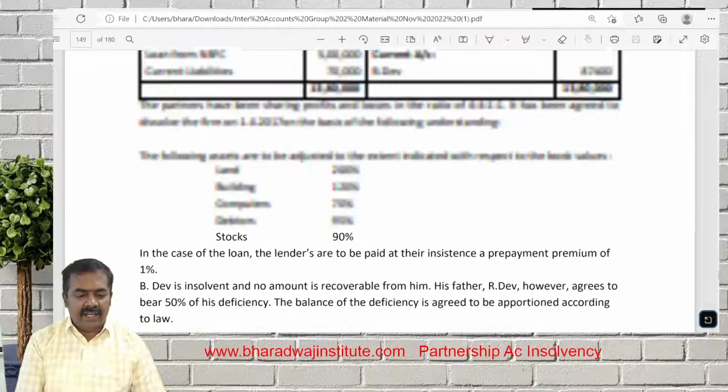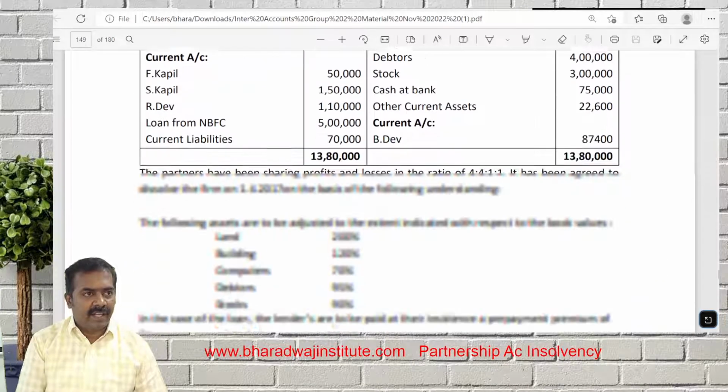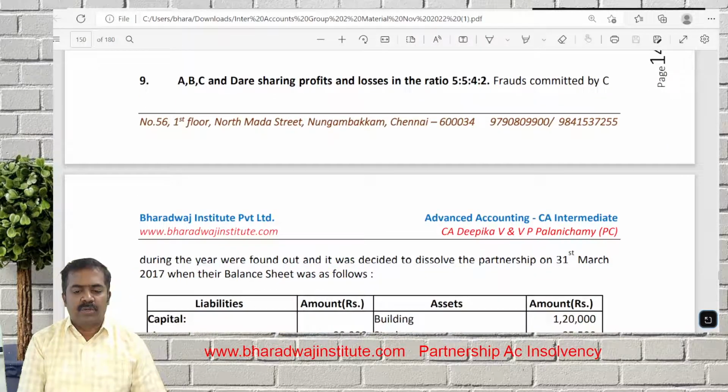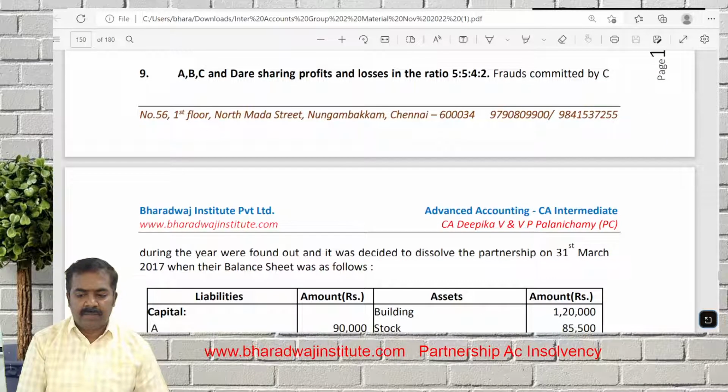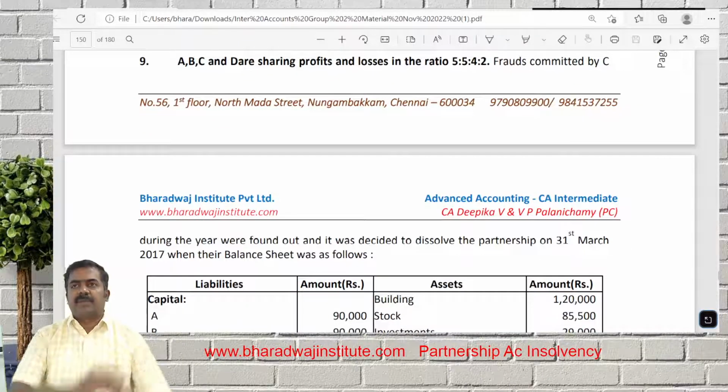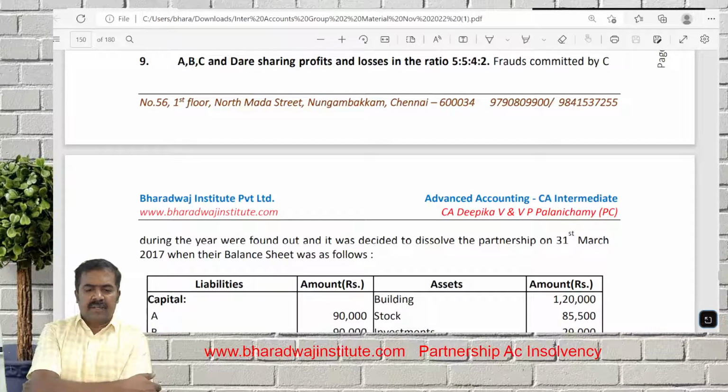Question numbers 8 and 10 we have seen in the last class. Question number 9 we have not seen. Go to question number 9, page number 148. Please read through this: A, B, C, D.